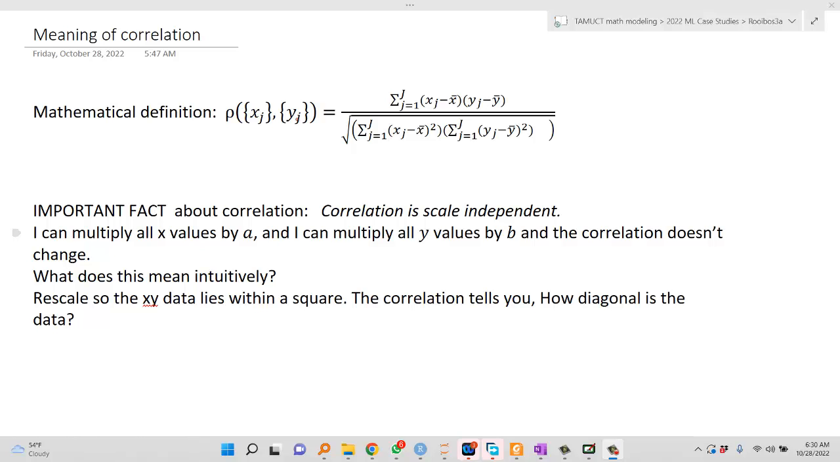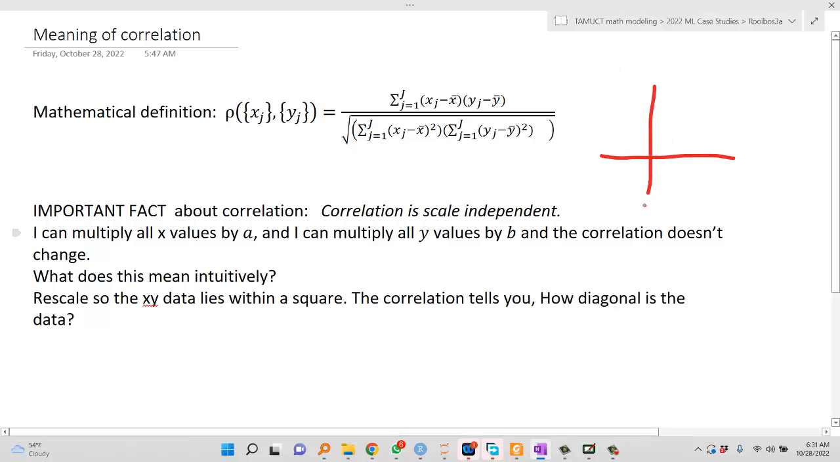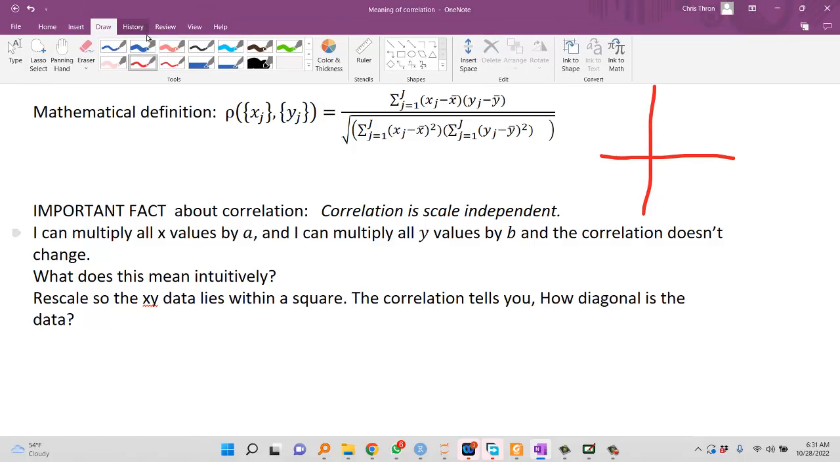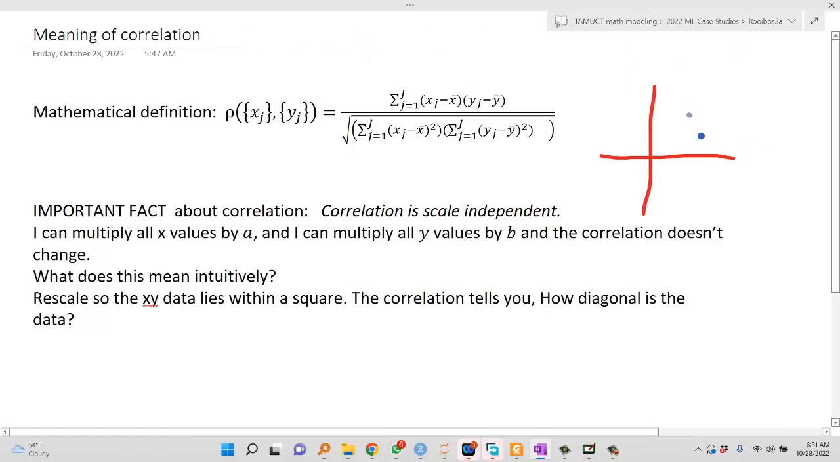We can plot this on an axis where the x would be on the x-axis and the y would be on the y-axis. Right, so the x, y would be a series of points in this plane. Right, something like this. Okay, where x is the x-coordinate, y is the y-coordinate.